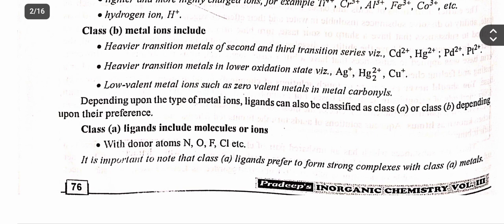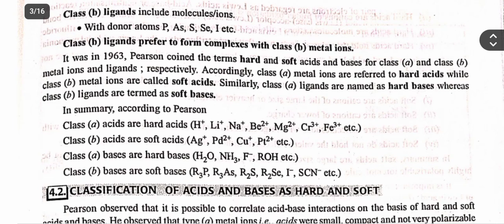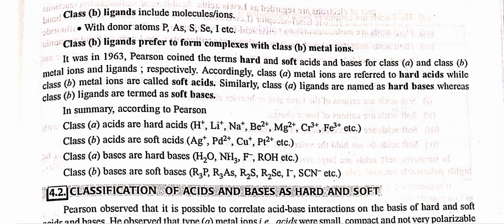Depending upon the type of metal ions, ligands can also be classified as class A or class B depending upon their preference. Class A ligands include molecules or ions with donor atoms nitrogen, oxygen, fluorine, chlorine. It is important to note that class A ligands prefer to form strong complexes with class A metals. Now, class B ligands include molecules or ions with donor atoms phosphorus, arsenic, silicon, iodine, etc. Class B ligands prefer to form complexes with class B metal ions.